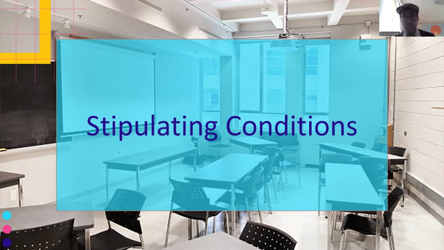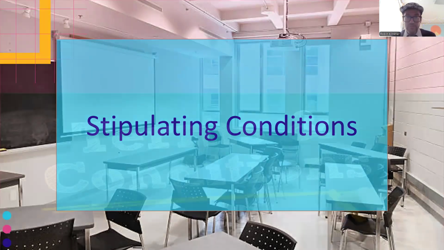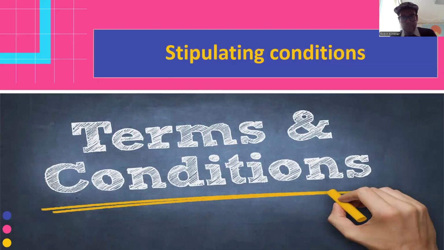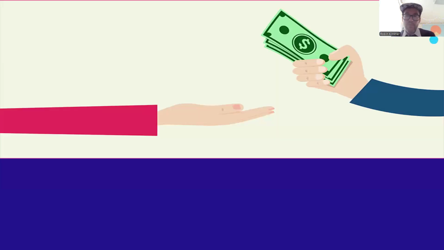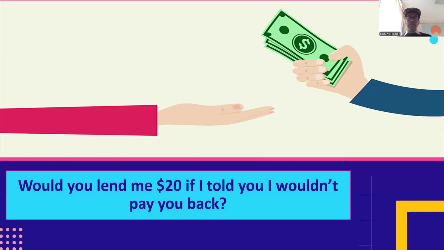Now we're going to learn 3 expressions. 2 of them explicitly use if, and the third one has a built-in meaning of if. So, stipulating conditions. What are they? Well, first, let me pose a question. This will help us learn. Okay, let's say I came up to you and I'm like, oh, you know what, I don't have any money right now. And I asked you, would you lend me $20?